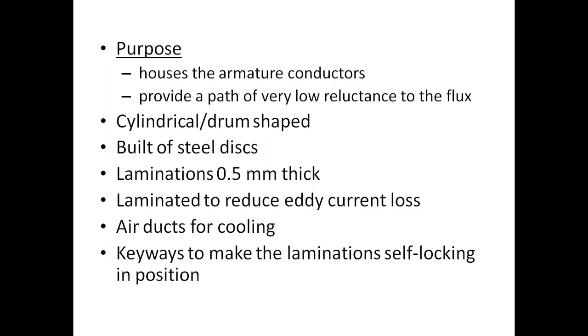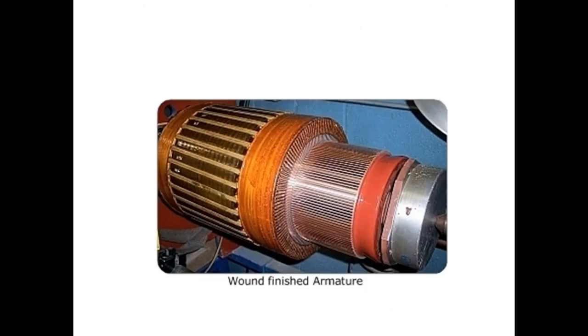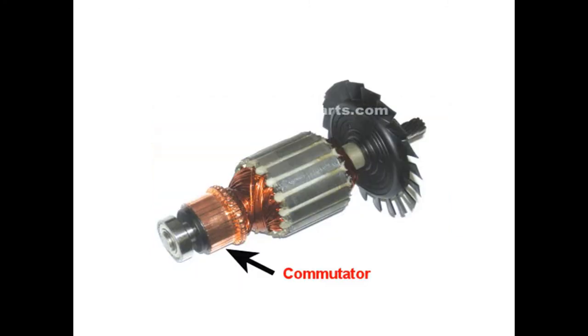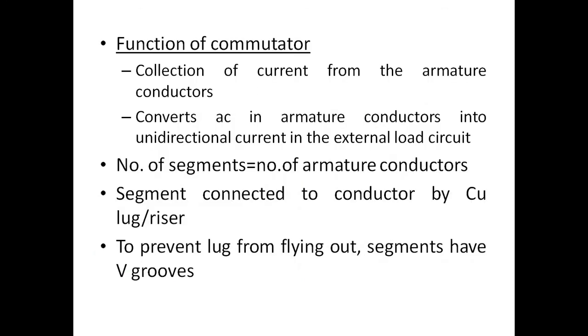Purpose: houses the armature conductors and provides a path of very low reluctance to the flux. It is cylindrical, drum shaped, built of steel discs, laminations 0.5 mm thick, laminated to reduce eddy current losses. The next one: air ducts for cooling, and keyways to make the laminations self-locking in position. The next, armature winding, the wound finished armature, then the commutator.